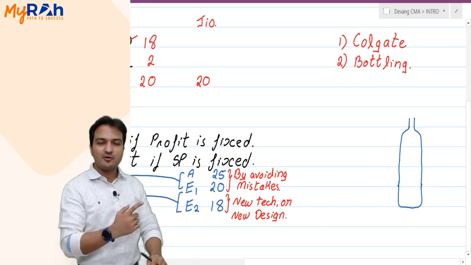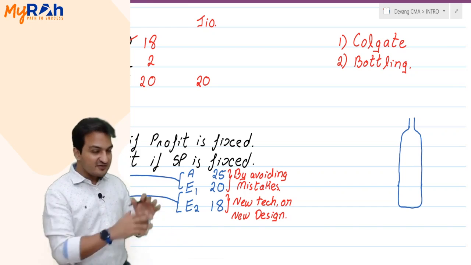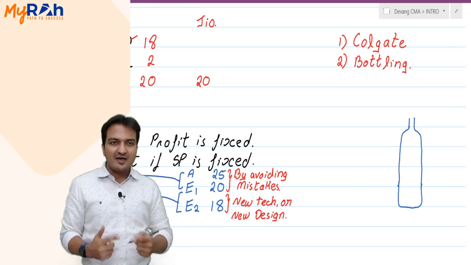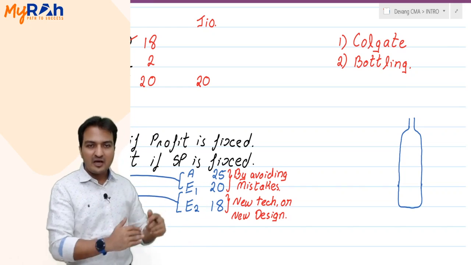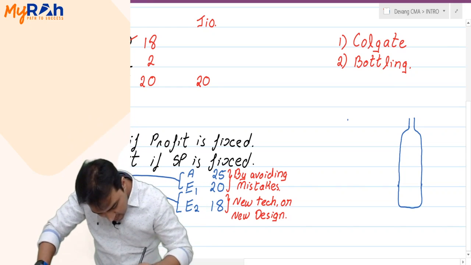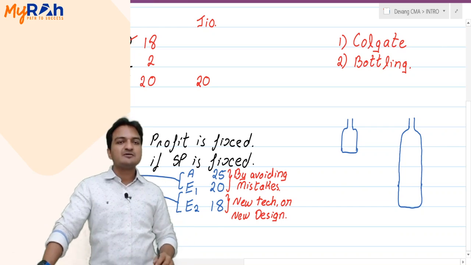Say this is a mineral water bottle, don't think of anything else, a mineral water bottle. If this is the final product, the bottle manufacturing does not directly produce this final product. What happens is, first they will produce a small bottle like this. It's called a preform.